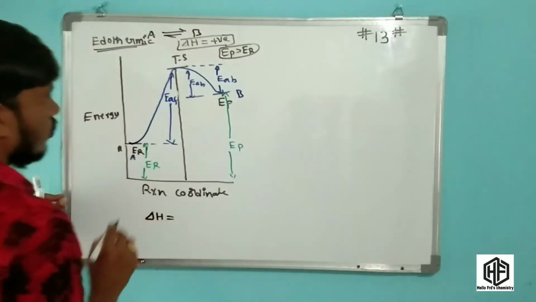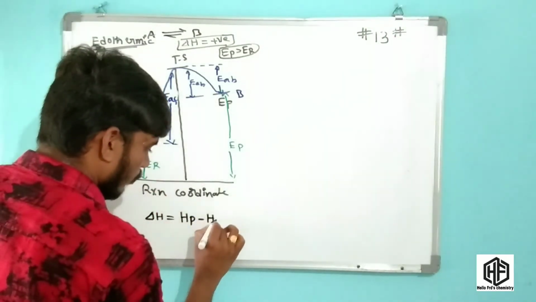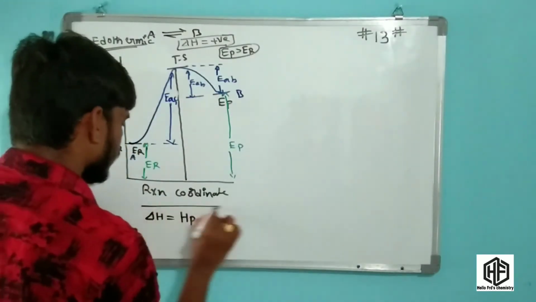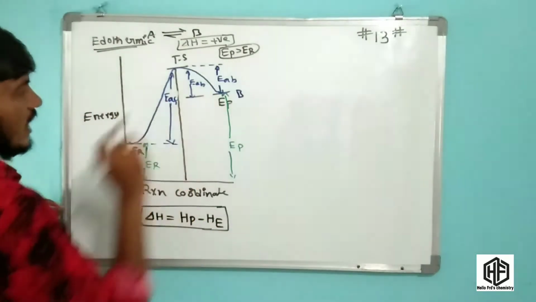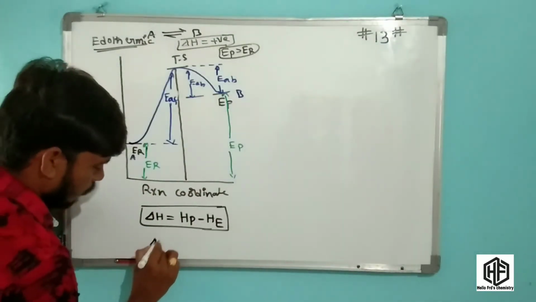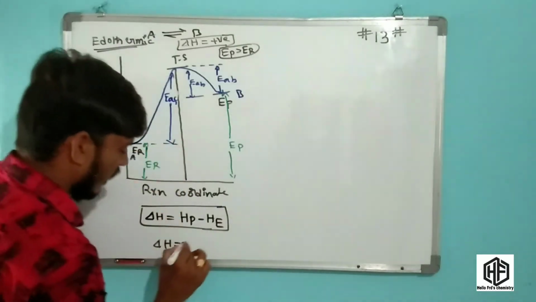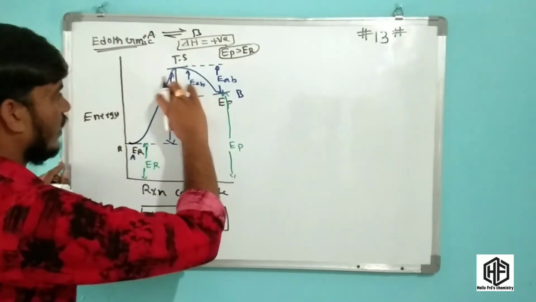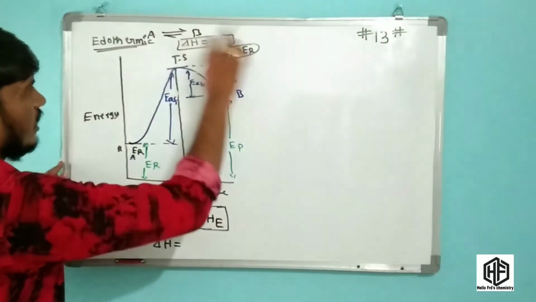Delta H is equal to what, friends? Delta H is equal to enthalpy of product minus enthalpy of reactants. This is the delta H. But in terms of activation energy, the delta H value is positive. It means that in terms of activation energy, this is the high activation energy and this is the low activation energy. Now delta H value is positive.